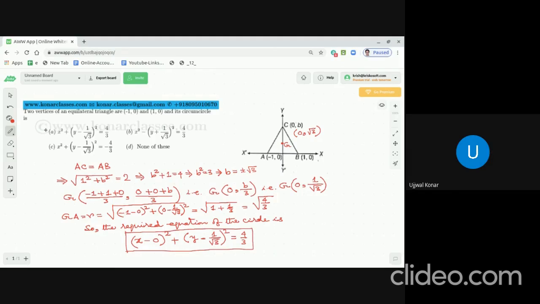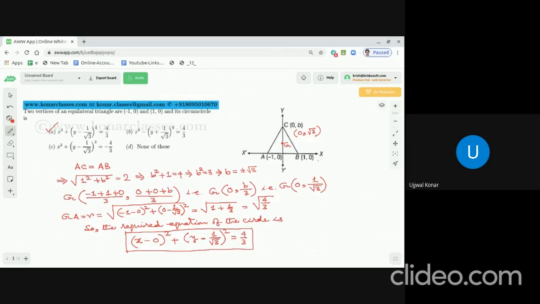And dear students, here what we took is that the value of b, the y coordinate of the point C, as root 3. Now, if you take the y coordinate of point C as minus root 3, you will get a different circle whose equation you need to choose accordingly, correct? So as we get one option correct, we proceed that option A is correct and done.